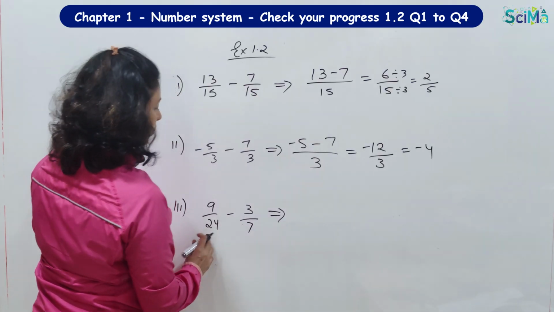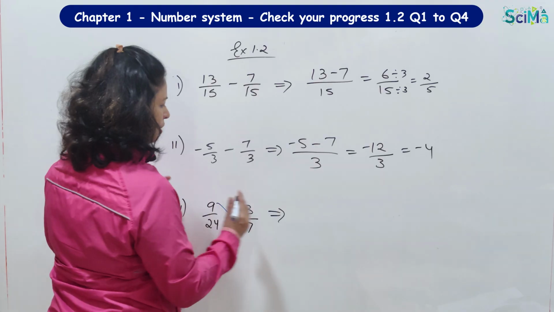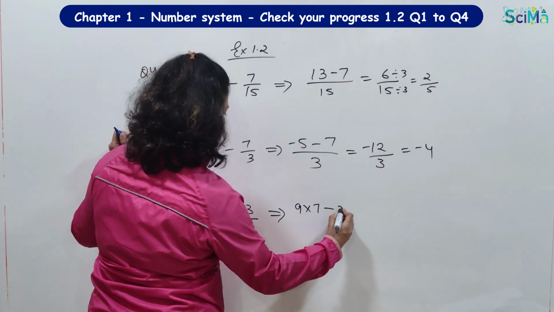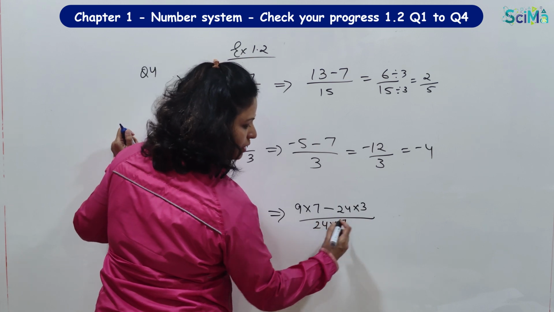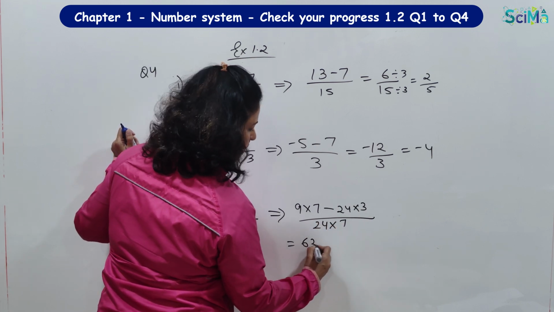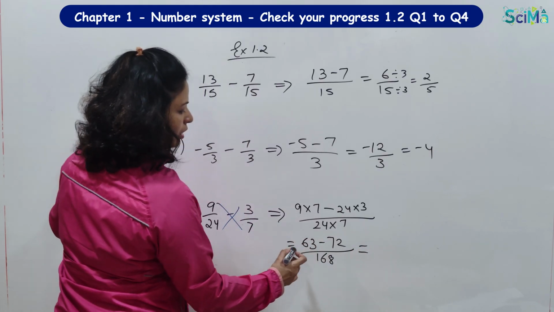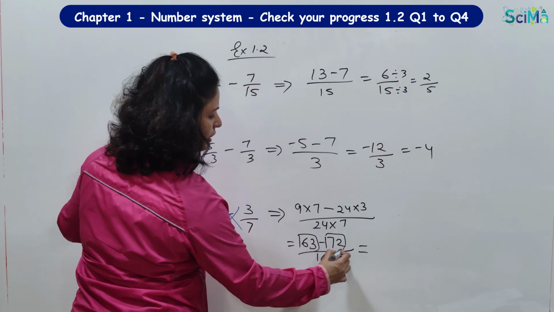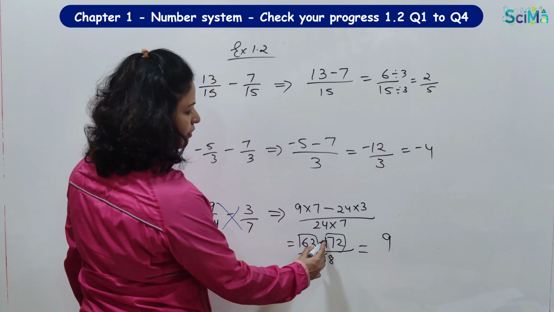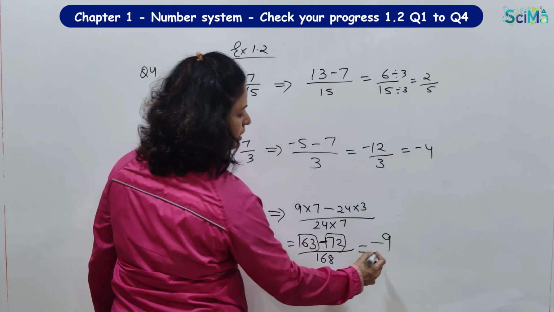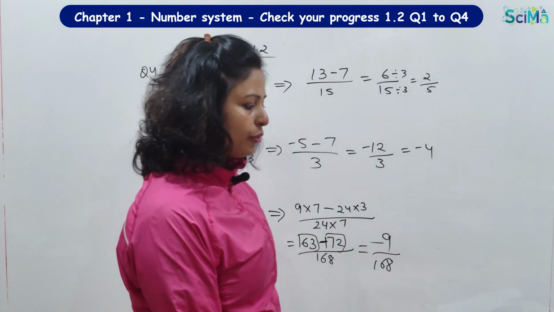Here also, now your denominators are different, so we go for cross multiplication. Do 9 into 7 minus 24 into 3, divided by 24 into 7. So you get here 63 minus 72 by 168. This is a positive number and this is a negative number, so we do subtraction. We get 9, and the bigger number has the minus sign, so we get minus 9 by 168. Okay, so this is the answer for the fourth question.